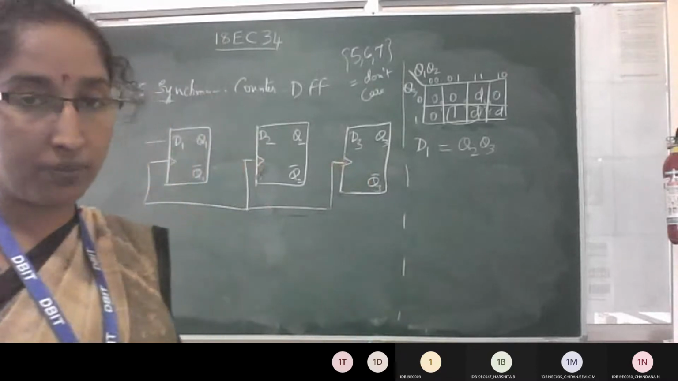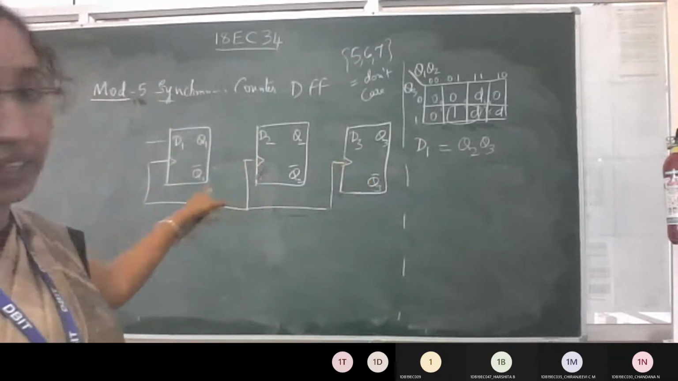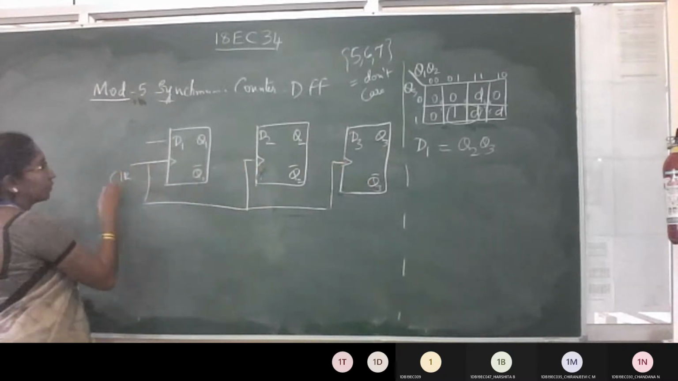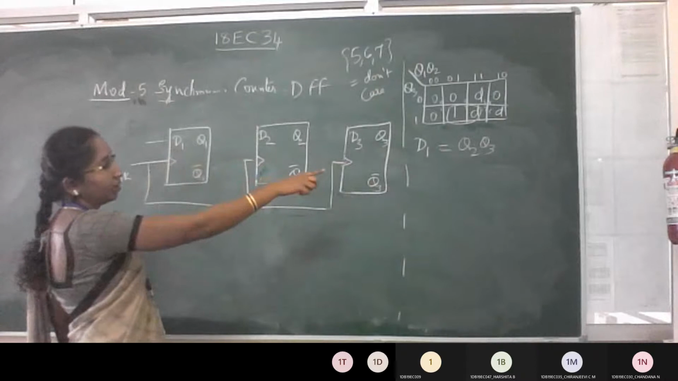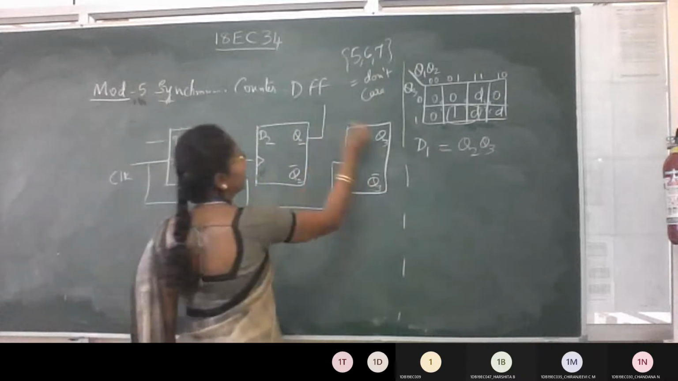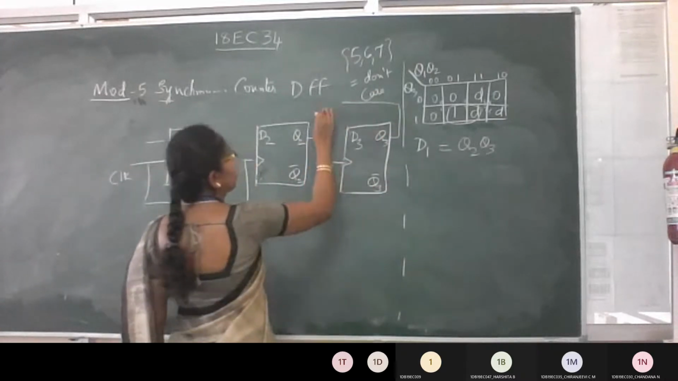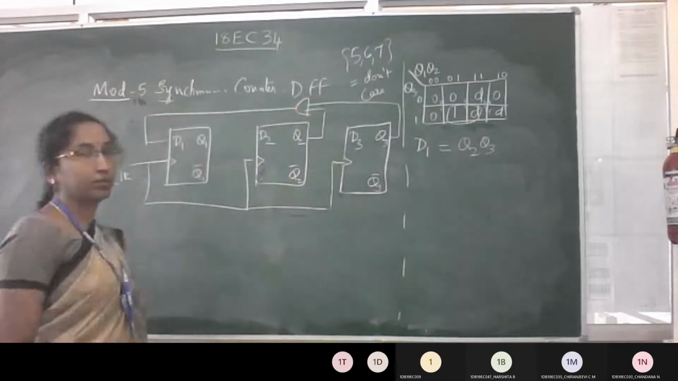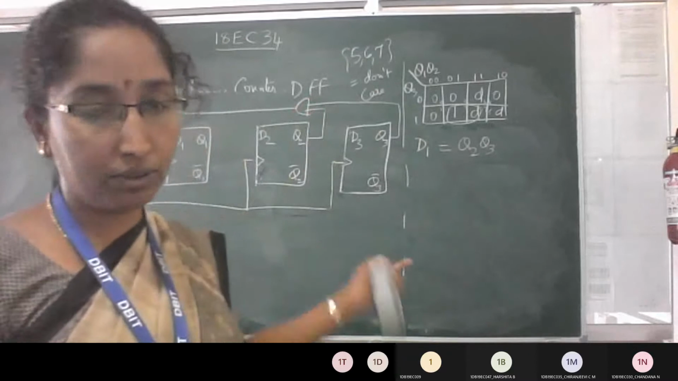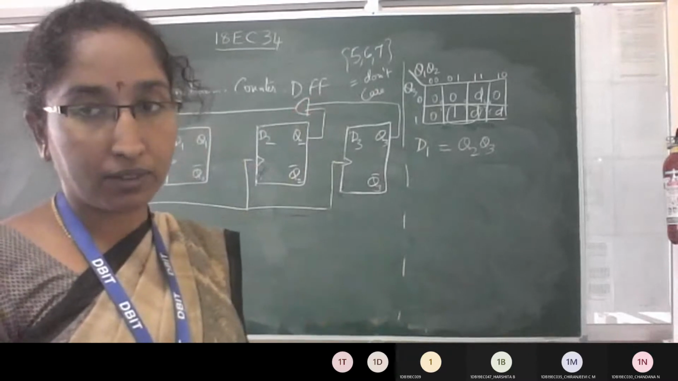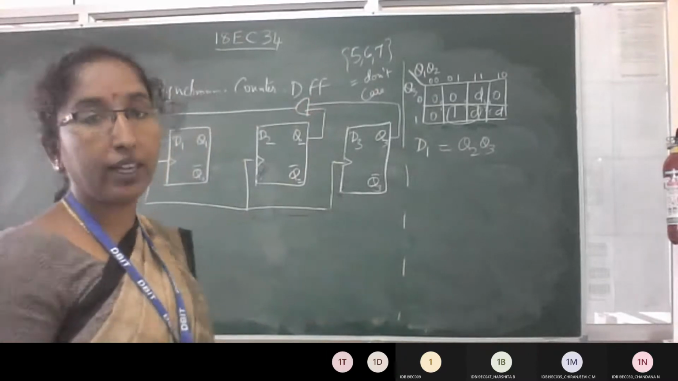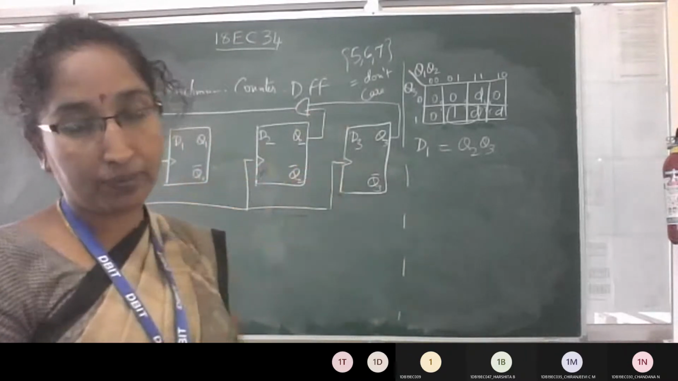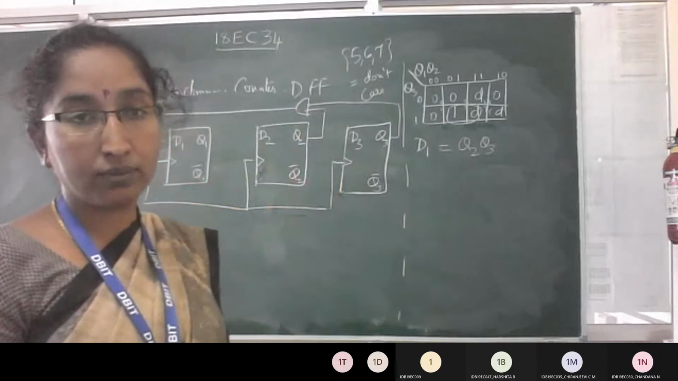So it is just synchronous. Synchronous means we'll be clocking individually. So this is the clock. For D1, we got Q2, Q3. So you have to take Q2 and Q3 through an AND gate to D1. Similarly D2, D3. Is this clear? If you take A, B, C, then it is QA, QB, QC, DA, DB, DC. Yes?